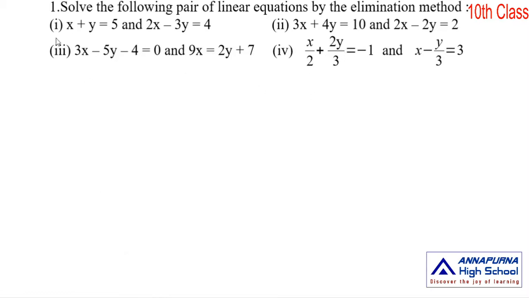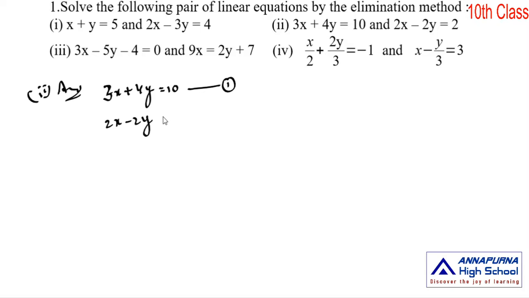Here the second pair is 3x plus 4y is equal to 10 and 2x minus 2y is equal to 2. Second one, given equations are 3x plus 4y is equal to 10. This is the first equation, and 2x minus 2y is equal to 2. This is the second equation.